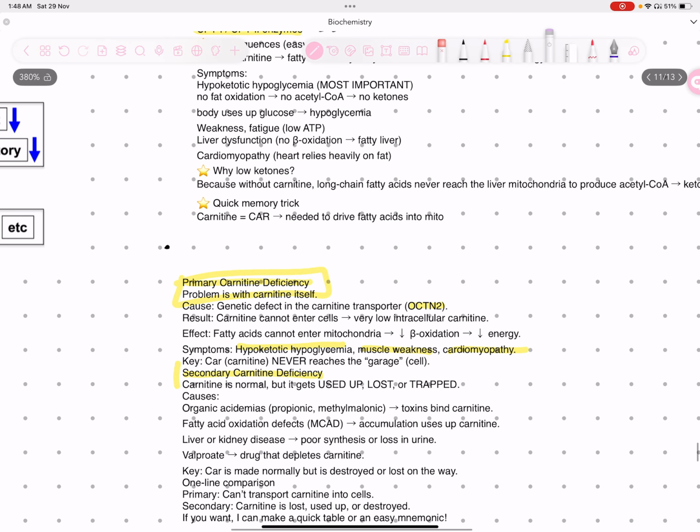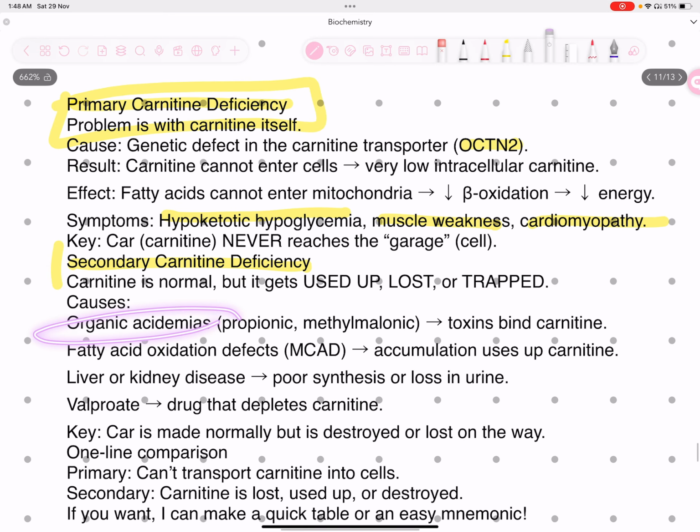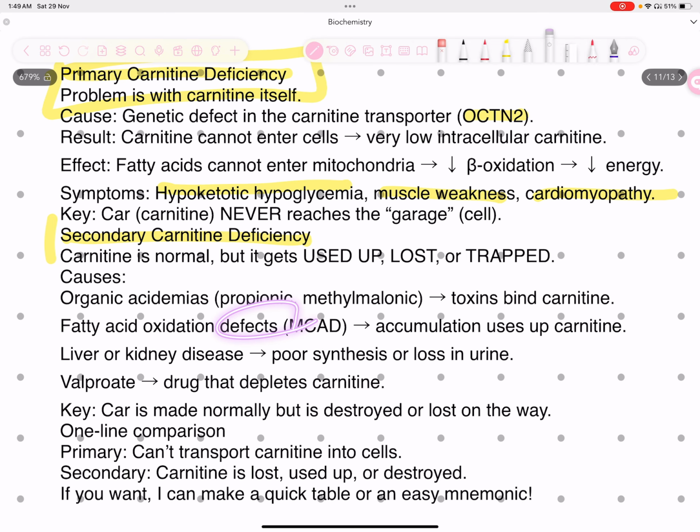Now, primary and secondary, what's the difference between the two? In primary, the problem is with the carnitine transporter, right? So you'll have hypoketotic hypoglycemia, muscle weakness, cardiomyopathy. In secondary, carnitine is normal, but it gets used up, lost, and trapped. The causes are some sort of acidemias and toxins that bind with carnitine and basically trap it. Or fatty acid oxidation defects, with accumulation and use of carnitine as acyl carnitine, the same thing as I told you. So that's also one way of trapping carnitine.